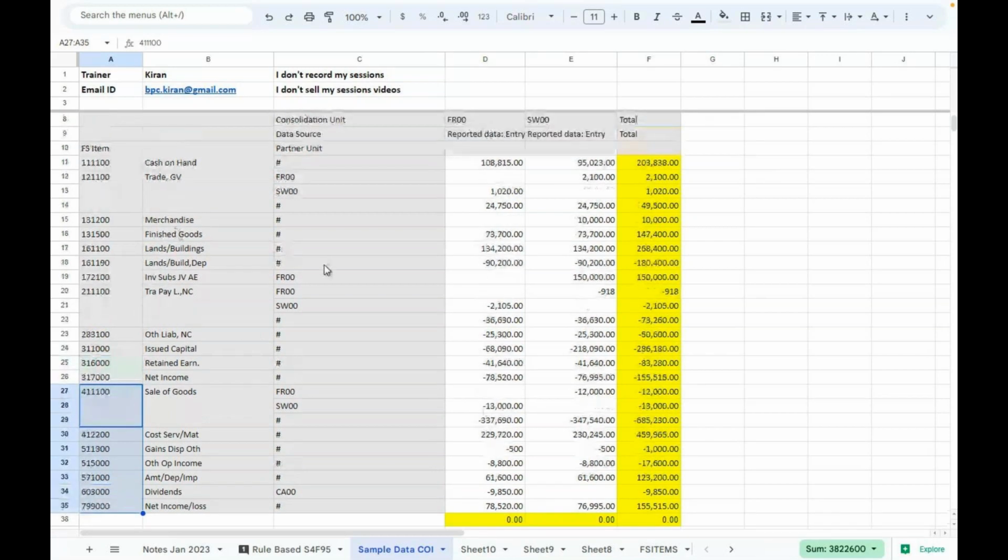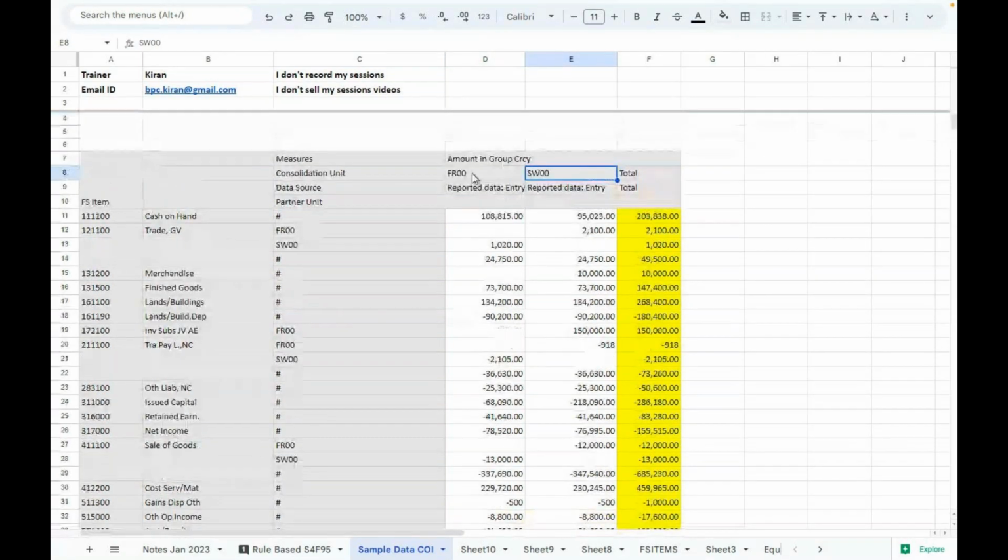When I load the data, I can collect data from different sources. I collected this data from CSV files, for example, non-SAP companies. Here, if you observe, FS item means my consolidation account, and I have partner unit here. Partner unit is basically what we call the trading partner, and here my consolidation units are my legal entities.